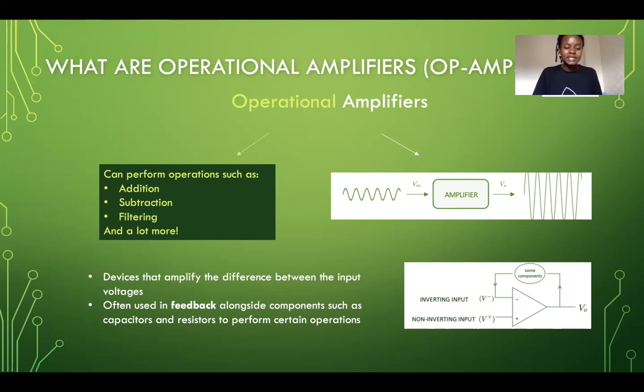They are devices that amplify the difference between the input voltages into bigger voltages. They can do other cool things as well, which I hope to discuss later, but this is the basic of it. They often use feedback, which is just that loop that you can see there, going back, alongside components such as capacitors and resistors to perform operations, as I said earlier. They're really cool things, and you find them in many analog circuits.